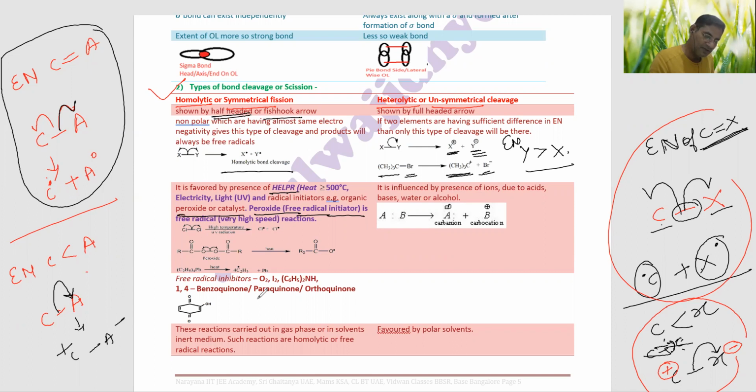So you should go through this one. And heterolytic cleavage, what are the factors responsible for heterolytic cleavage? It is influenced by the presence of ions due to acids, bases, water, or alcohol. So one will be an anion and the other will be a cation. So cation and anion will be formed because of the heterolytic cleavage. Now see what next is.